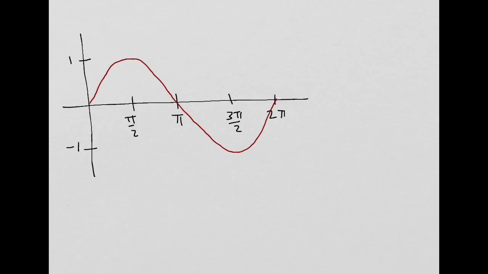Now, once you've got the basic shape of the sine graph, there's a number of different transformations that we can take. For example, if this one here, y equals sine of t, well, suppose I wanted to do y equals sine of t minus 1. Well, all that's really going to do is shift the graph down by 1.